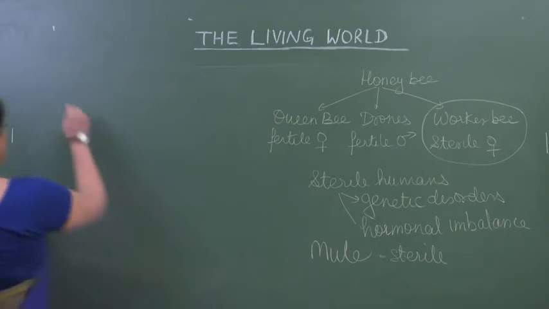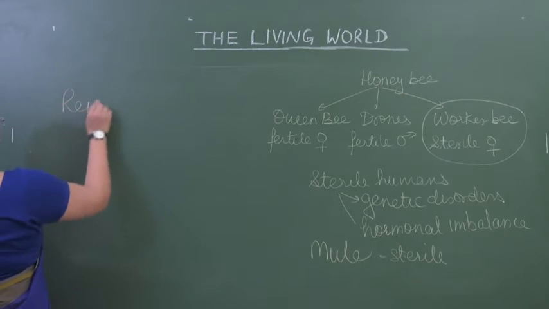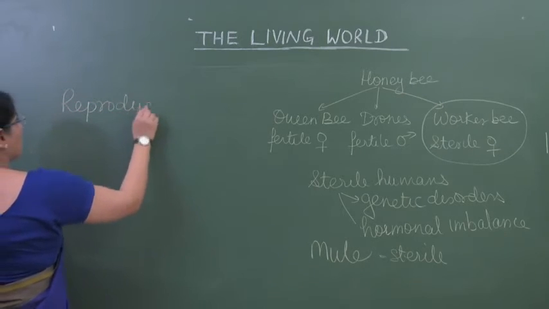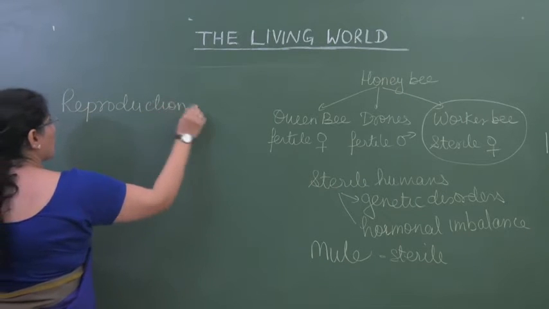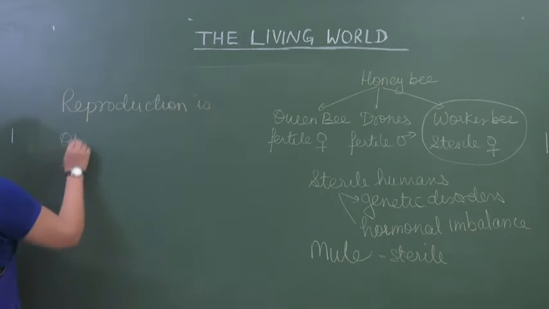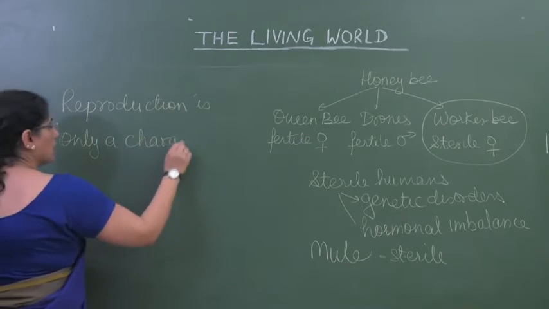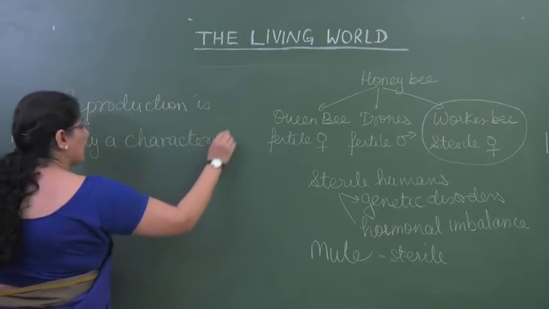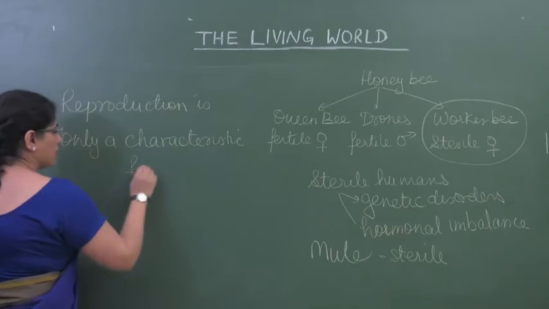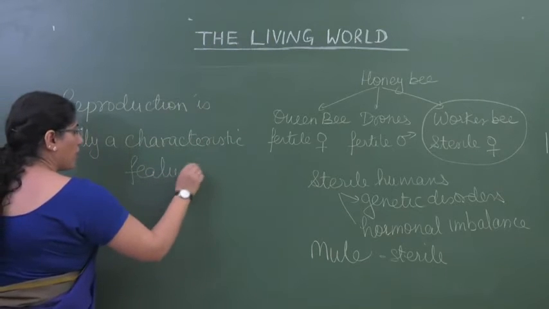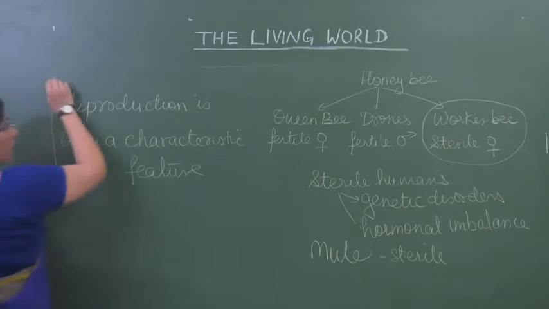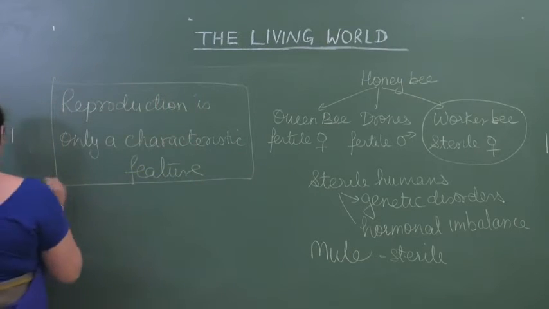So what is our inference? Reproduction is only a characteristic feature. It cannot be a defining feature. So our result will be reproduction.